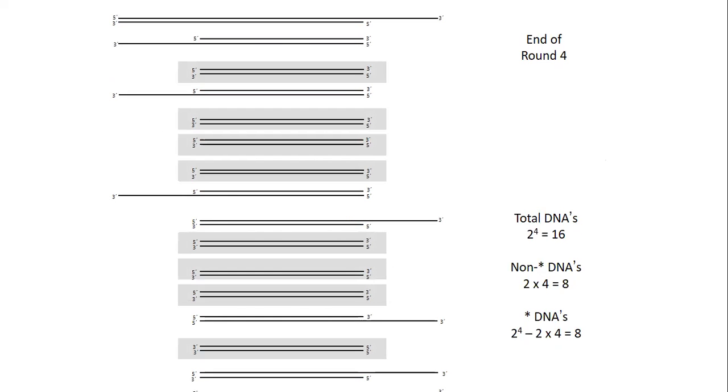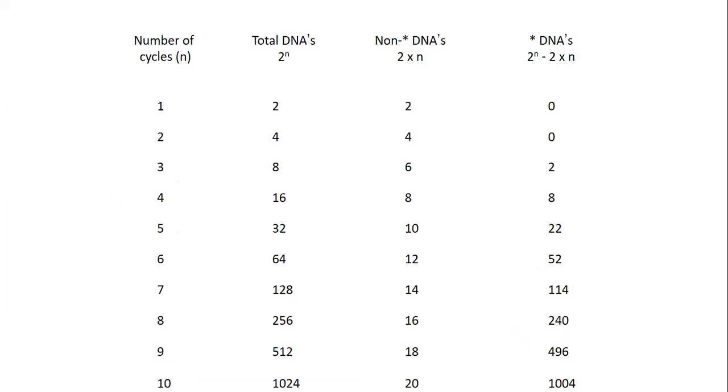All right, now we're getting somewhere. Round 4, we have made 16 DNAs. Half of those are DNAs we don't want. Half of those are our sequence that we want. So right now we're at 50-50. And I'm not going to run through all those cycles like that. Instead, I'll give you the table.